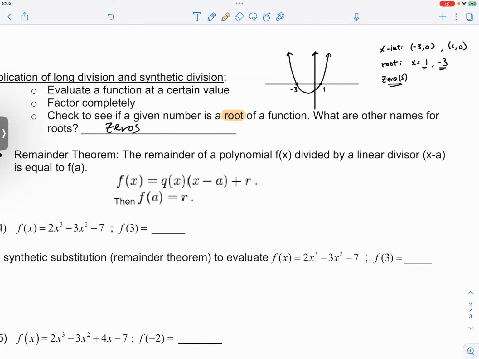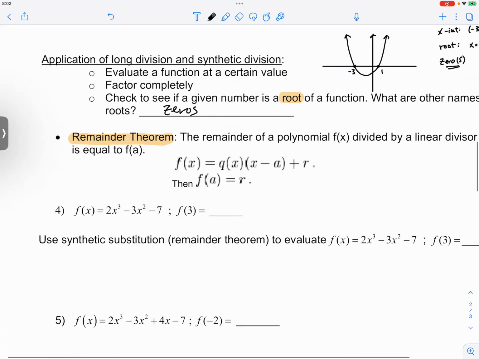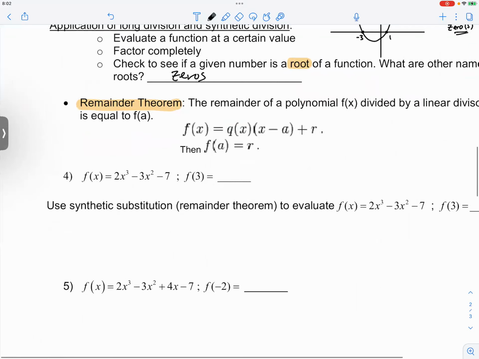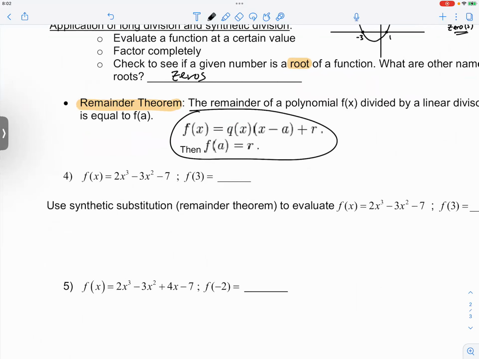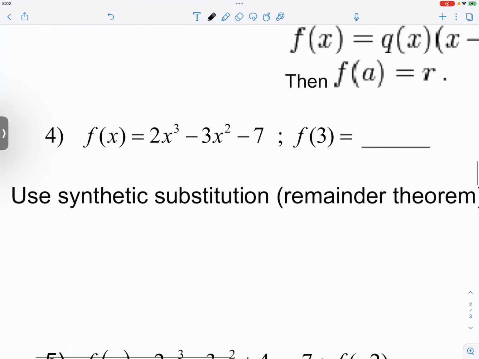And now there's something called the remainder theorem. It looks complicated, but we'll see it in a moment. Let's not worry about this for now. Let's go ahead and take a look at this, number 4.